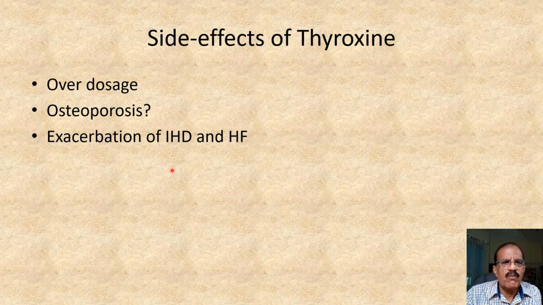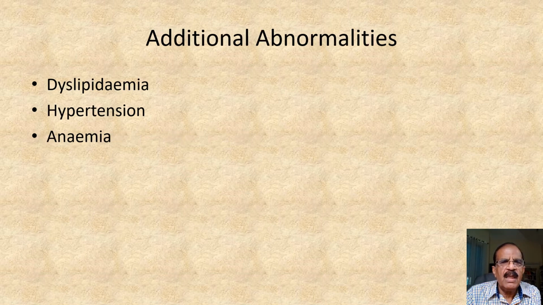And of course, we do not want these conditions because we monitor the patient and keep their thyroxine level within the normal range. Some additional abnormalities are dyslipidemia, hypertension, and anemia. I told you most of these conditions will revert back to normal with thyroxine replacement itself. But if at the end of the initial titration phase a patient still has dyslipidemia, separate treatment for dyslipidemia, hypertension, and anemia can be given. These are, of course, separate topics, and we will cover them in separate lectures.